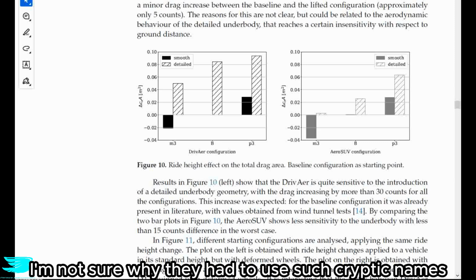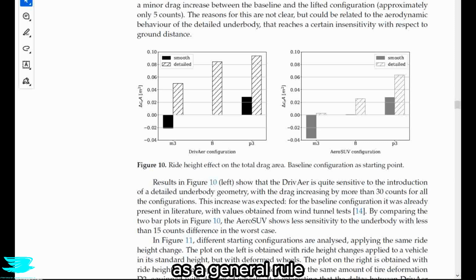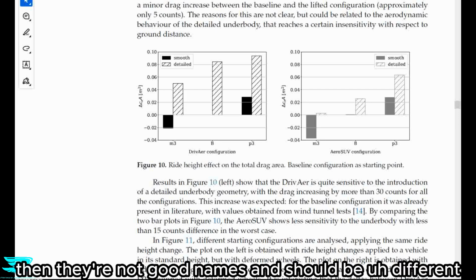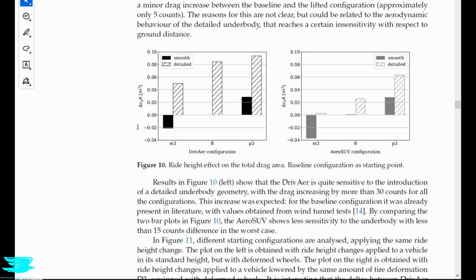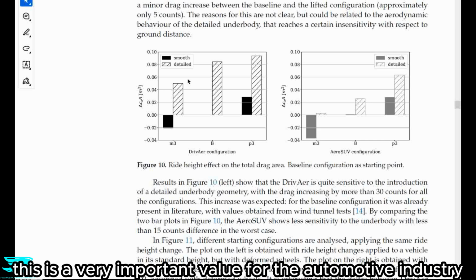I'm not sure why they had to use such cryptic names. As a general rule, if the names aren't obvious to the reader at first glance, then they're not good names and should be different. Anyway, the drag area is plotted, and there's actually a very important value. This is a very important value for the automotive industry.